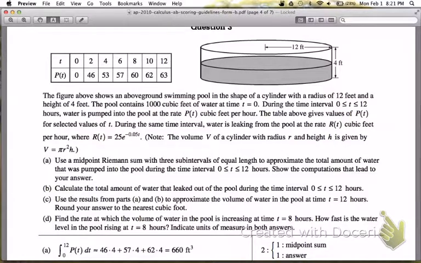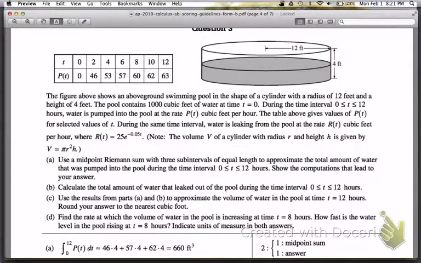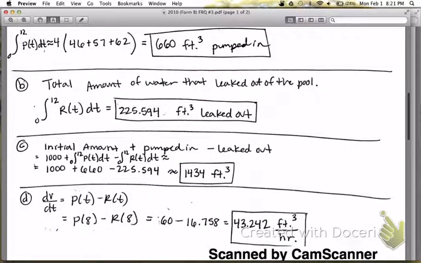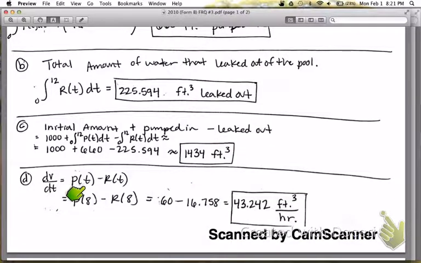So if we do that, we get dV dt is how fast it's entering the pool at 8 hours minus how fast it's leaving the pool at 8 hours. And again, from the table, you can just read that P of 8 is 60, and if you plug R of 8 into your calculator, you get 16.758, and when you subtract those, you get 43.242 feet cubed per hour. So let's just see how many points you get right off the bat for doing that.